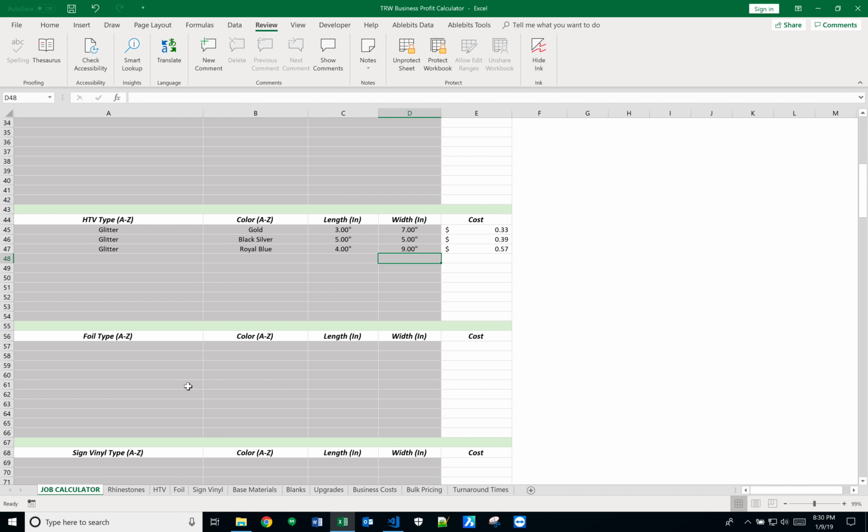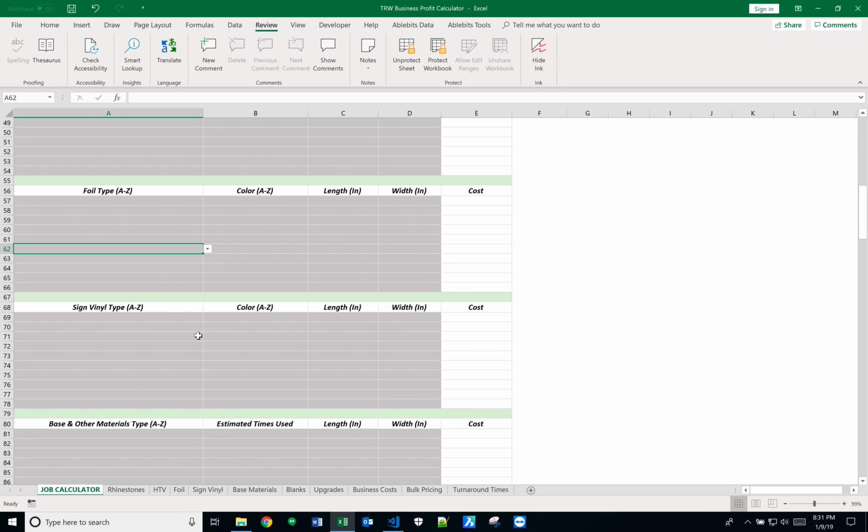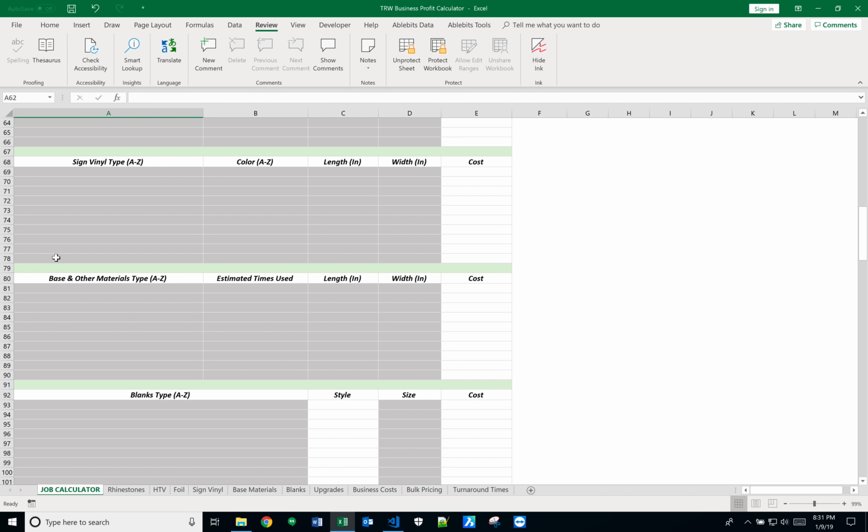Okay, so that's all the HTV. We don't have any foil. If we did, we could include that here. You can see the different TRW foil is already here for you. Sign vinyl, we don't have any of that, so we can skip that. Base and other materials. Well, what are base and other materials? These are just things that are part of the production process that cost something, but aren't a material that shows up on the shirt.